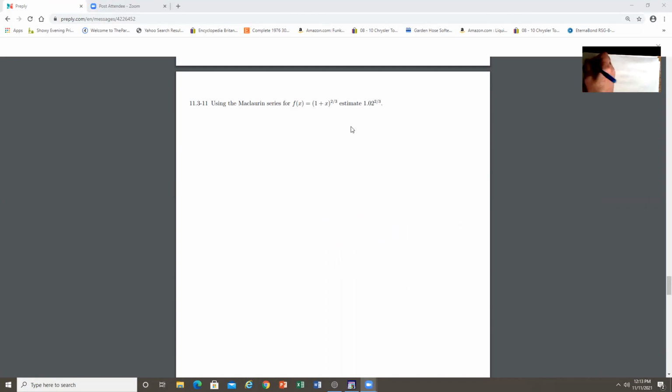Okay, problem number 12, or page number 12, excuse me. They want you to, using the Maclaurin series for 1 plus x to the 2/3 power, estimate 1.02 to the 2/3 power.